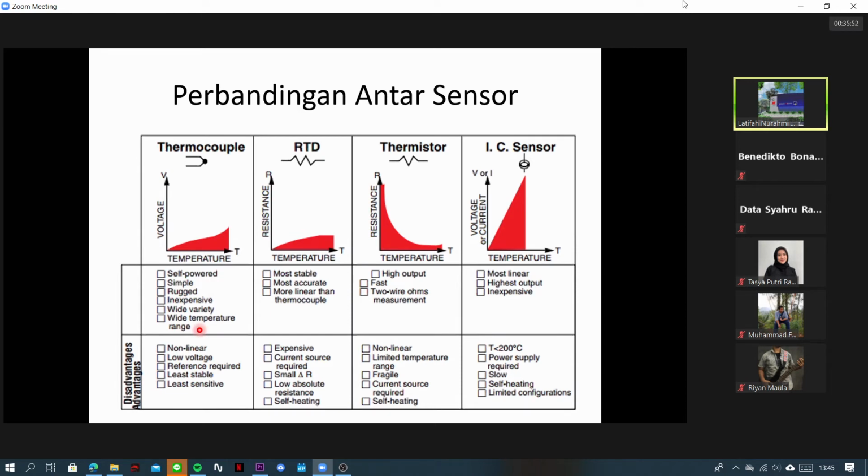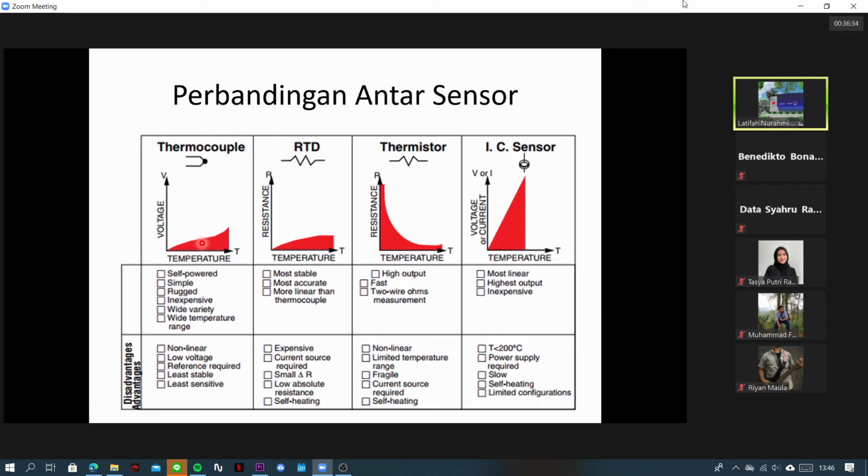Let's say you want to measure from -100 up to 550, you can use thermocouple. But in RTD, the range is quite small. But it is more stable. It is the most accurate, which means it is more accurate than thermocouple. And thermistor, this is high output. It is fast, quite fast. So you can read the graph.